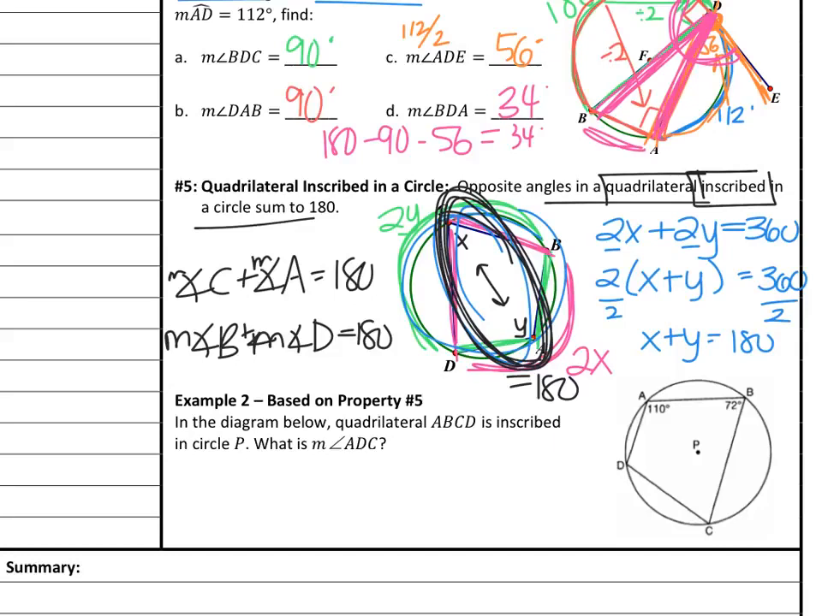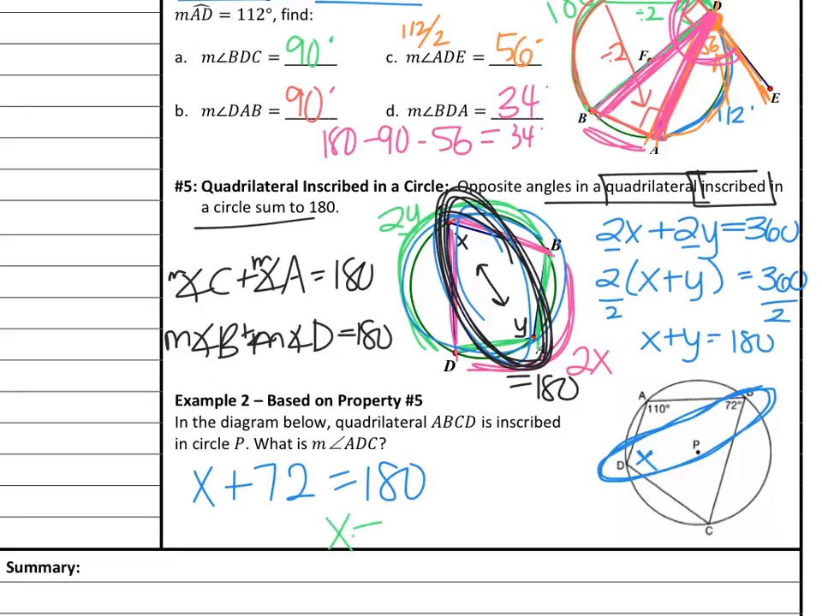guess what? If I can slowly erase all of this, my trick tells me that, whoa, I'm erasing too much now. My trick tells me that these two opposite angles inscribed in this quadrilateral add up to 180. Okay, so subtract and we get x equals 108. So measure of angle ADC equals 108.